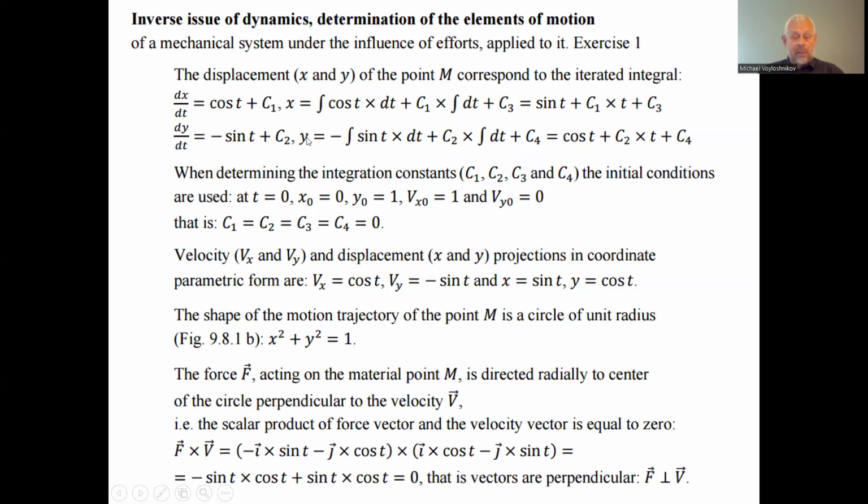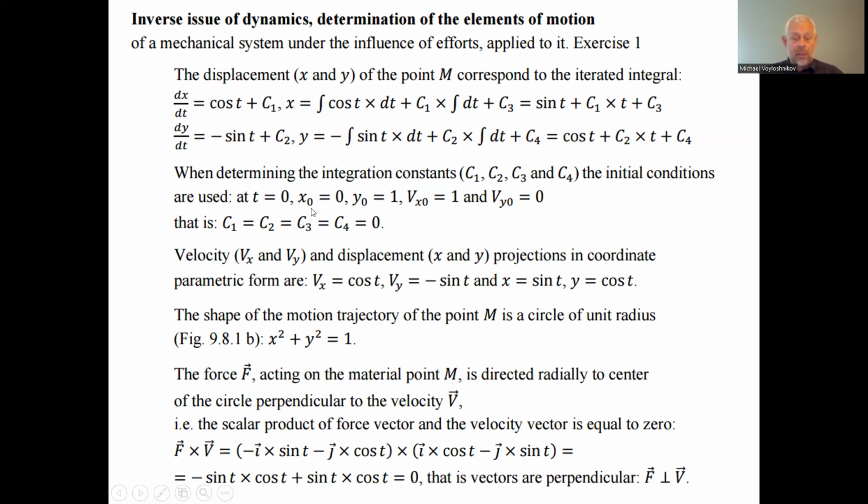So we can find the ordinate of the location of the point by taking the integral of the definite function by dt. We have to separate the variables here and here next to find the integral, and the ordinate of the point will be cosine t plus c2 multiplied by t plus c4. To find the constants of the integration, we have to use the initial conditions.